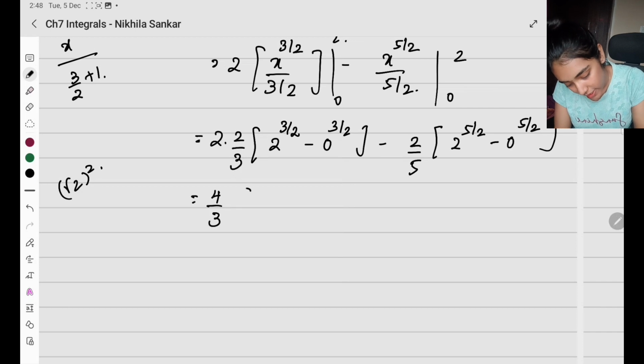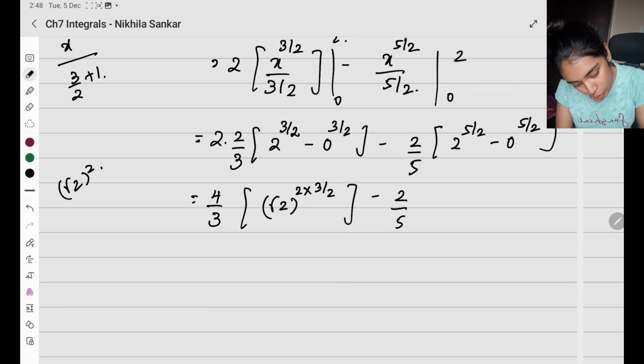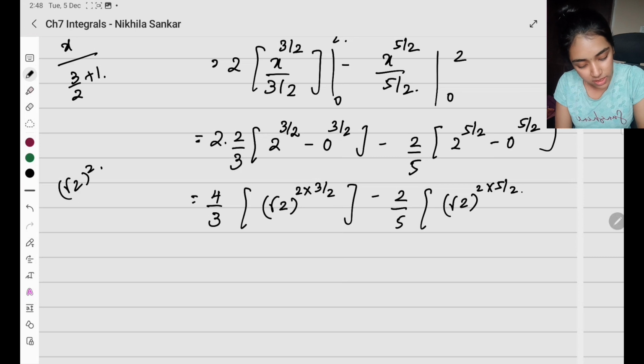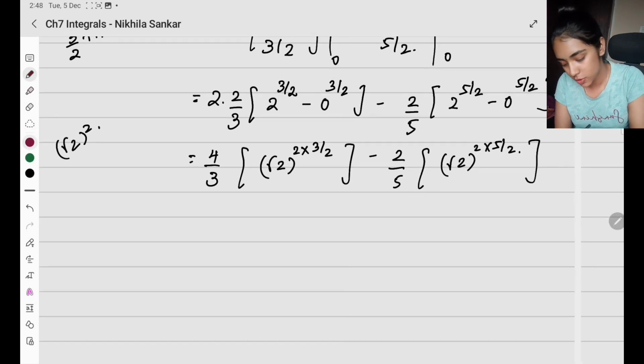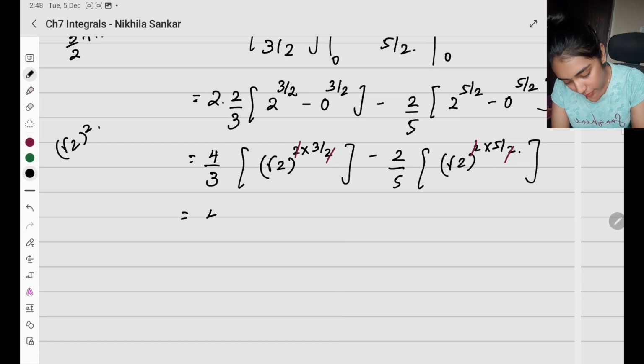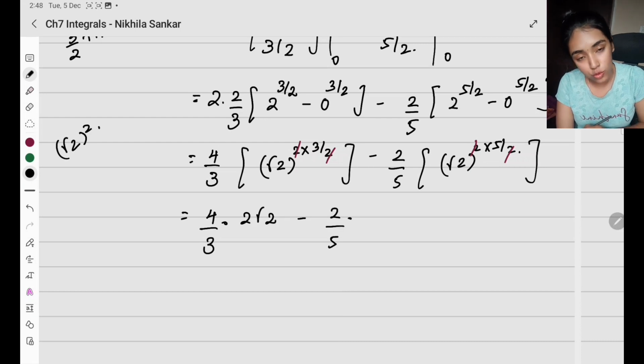So 4 by 3 times root 2 the whole square times 3 by 2 minus 2 by 5 times root 2 the whole square times 5 divided by 2. So the 2 and the 2 get cancelled. I'll be left with 4 by 3 times root 2 the whole cube, which is going to be 2 root 2, minus 2 by 5 times root 2 the whole power 5.